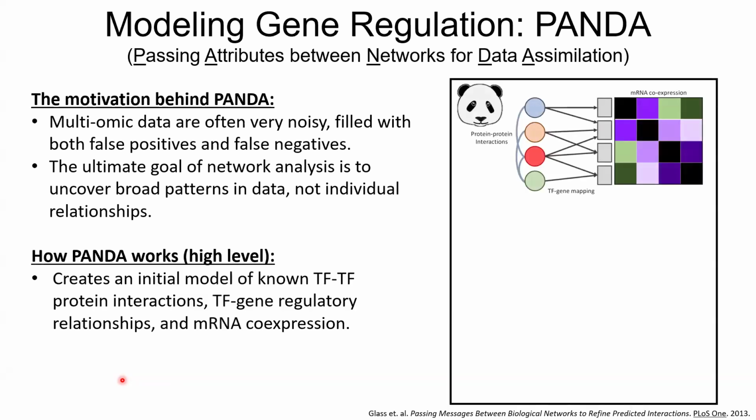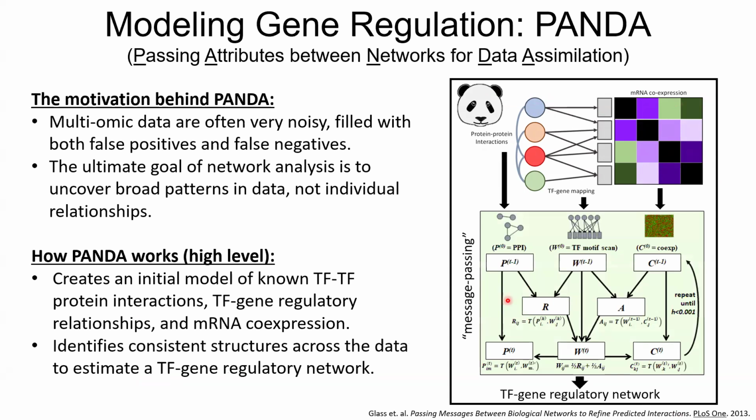So how does PANDA work? PANDA takes in 3 different types of network relationships: protein-protein interaction data, protein-gene interaction data, and gene-gene co-expression information. It then passes information between these 3 networks to find synergistic relationships between them, common structures, highlighting elements, for example, between pairs of genes that have a common upstream transcription factor, or pairs of transcription factors that share downstream target genes.